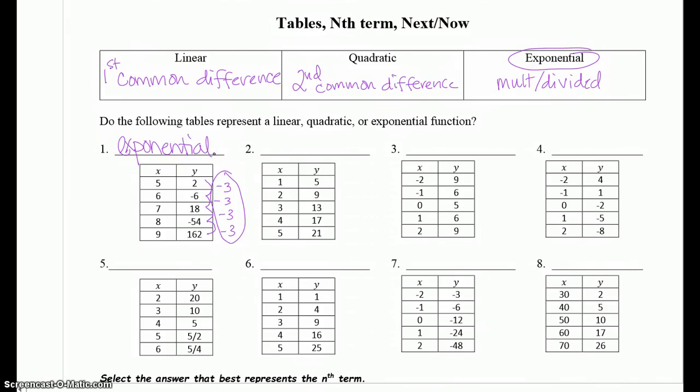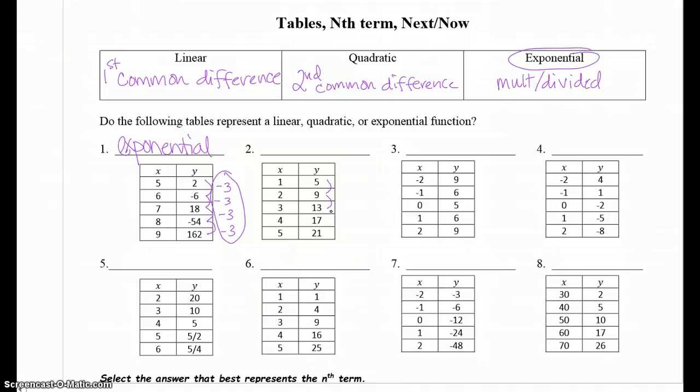Okay, so number 2, we're going to first look to see, is there anything that's being multiplied or divided? Because really, if you multiply by 2, that's really easy to recognize, but some people might say, well, what if you divide by 2? Well, dividing by 2 is the same as multiplying by half, so keep that in mind. Okay, so looking at number 2 here, from 5 to 9 and 9 to 13, are we multiplying by anything there? No, we're not multiplying by anything in common.